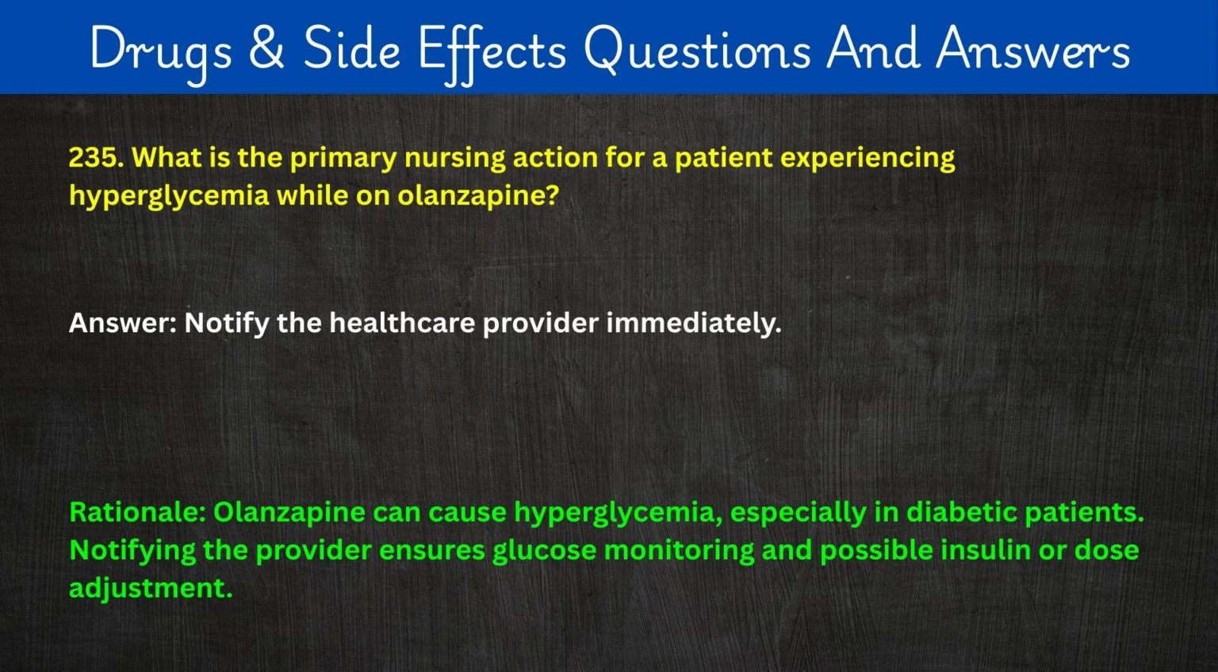235. What is the primary nursing action for a patient experiencing hyperglycemia while on olanzapine? Answer: notify the healthcare provider immediately. Rationale: olanzapine can cause hyperglycemia, especially in diabetic patients. Notifying the provider ensures glucose monitoring and possible insulin or dose adjustment.